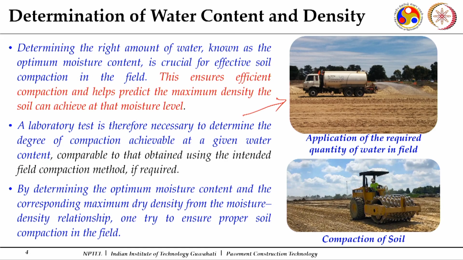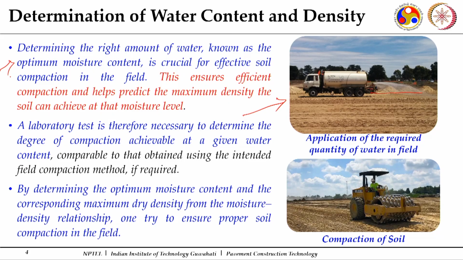So, if you are going to prepare a bed of soil for the construction of a subgrade, you need to know how much water to add. You can see there is some sprinkling of water going on. You need to add the adequate amount of water, mix this water with the soil, and then compact it to attain the density. So, it is important to determine the right amount of water, known as the optimum moisture content, very commonly referred to as OMC.